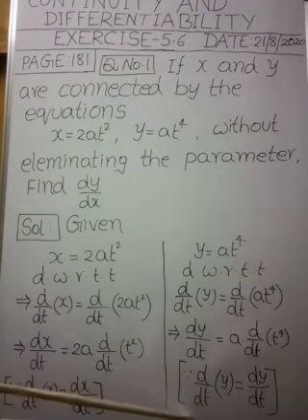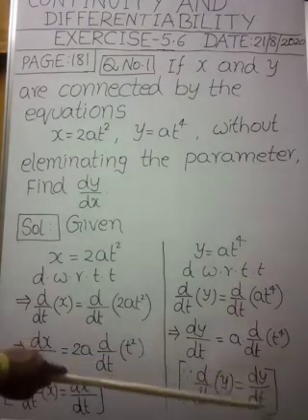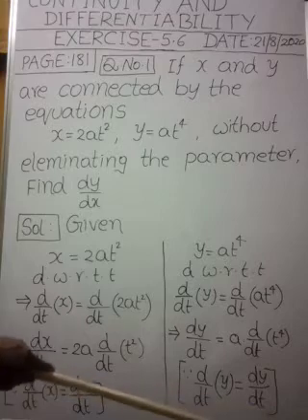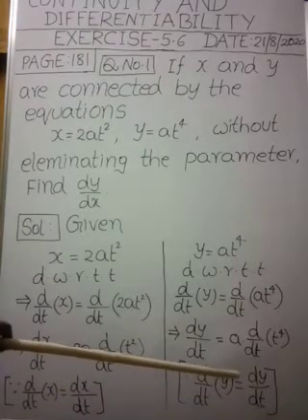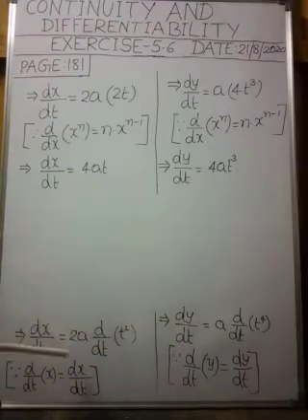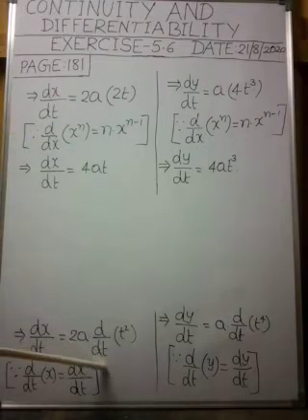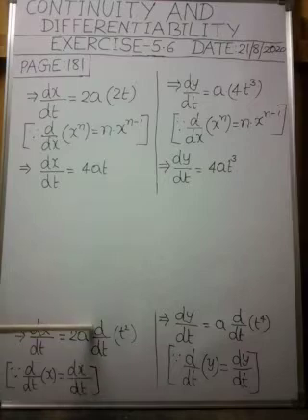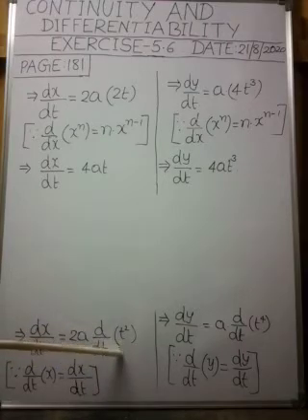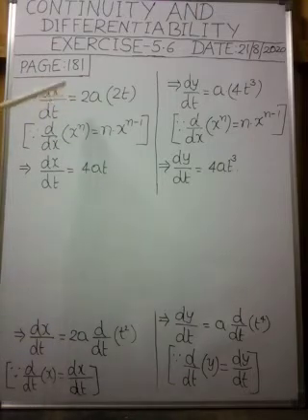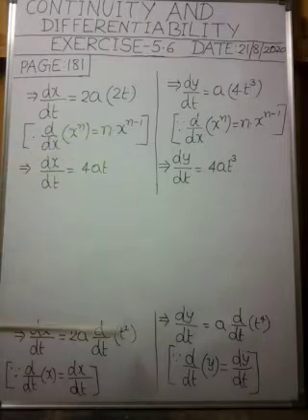Because d by dt of y is equal to dy by dt. Understood this step, my dear children? Right. Now come to this part. Here dx by dt is equal to 2a into d by dt of t square. Okay, my dear children. So I wrote LHS part as it is, I wrote 2a also as it is.